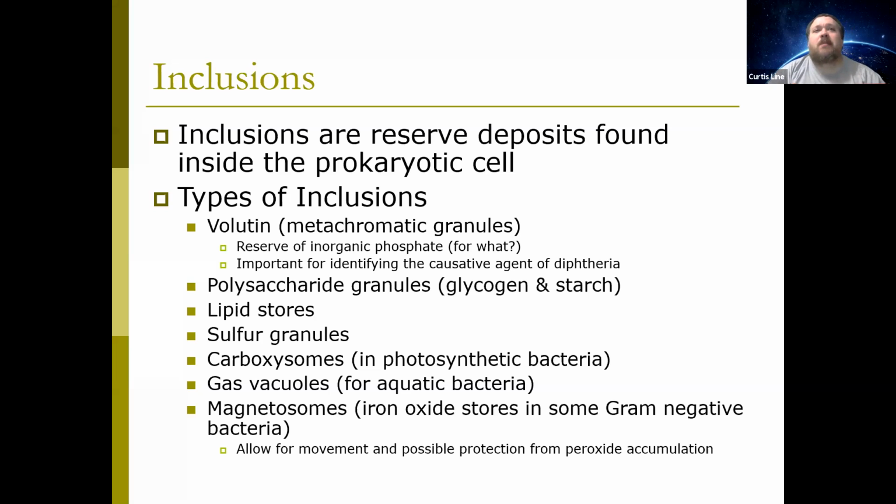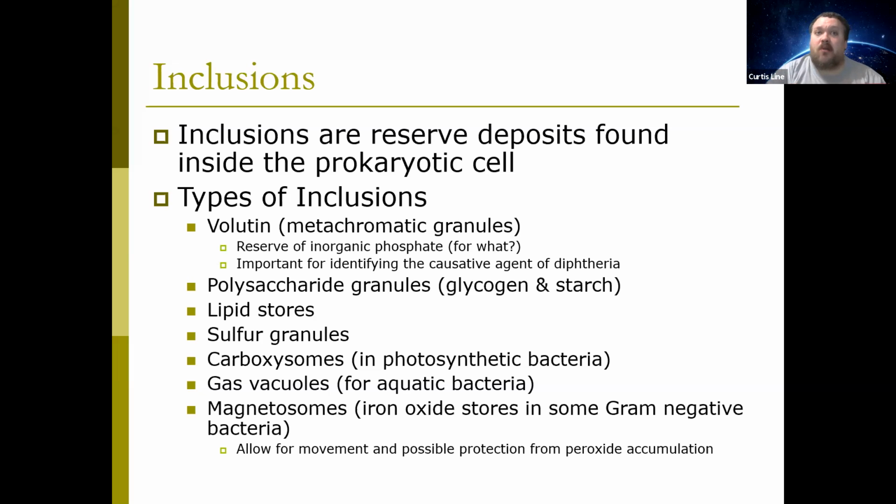Carboxysomes are a type of inclusion in photosynthetic bacteria. If you remember way back when, I told you the term cyanobacteria. So the photosynthetic bacteria are cyanobacteria. And they're called that because cyan, it's like that bluish green color. It's almost the same as teal. That's how they get their name, because it's bacteria that have a bluish green color because they're photosynthetic.